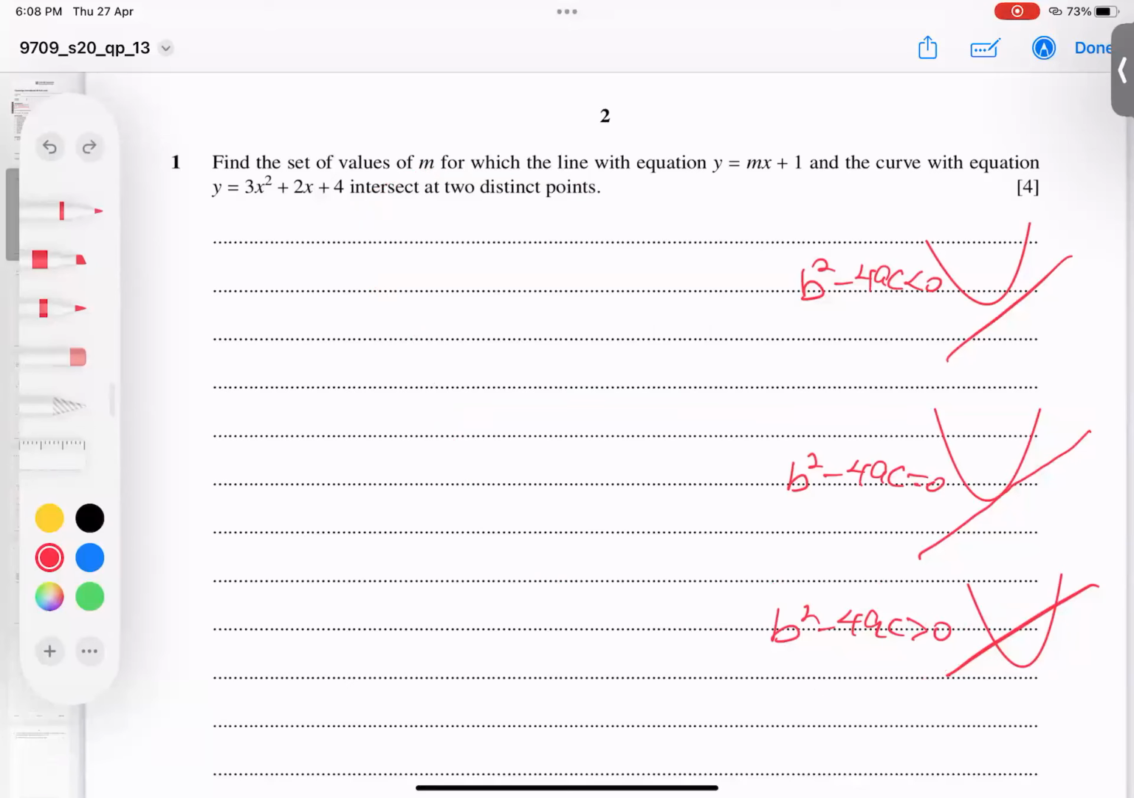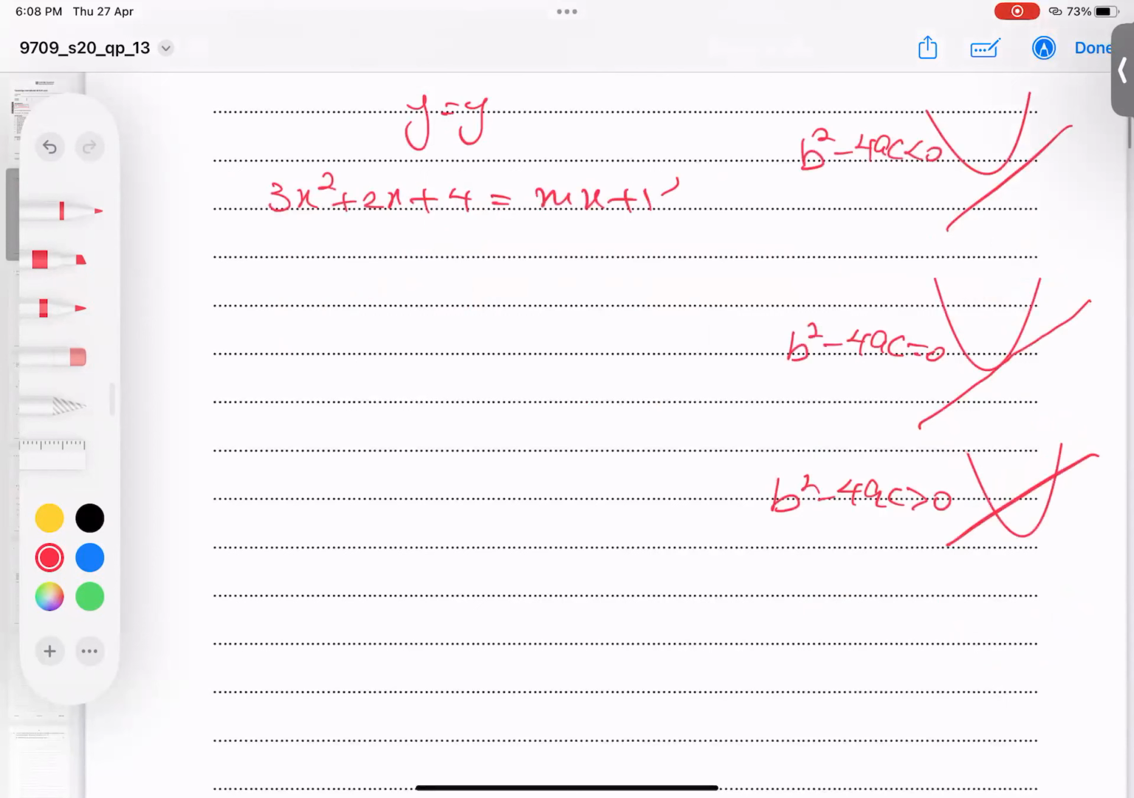Rule number 1: first of all, I will put them equal to each other. Substitute either this value of y there or this value of y here. So I put the y values equal to each other. No problem at all. 3x squared plus 2x plus 4 equals mx plus 1. Bring all values to the left side and reorder. So 3x to power 2 plus 2x already present, minus mx, and plus 3 equals 0, because 1 goes there.